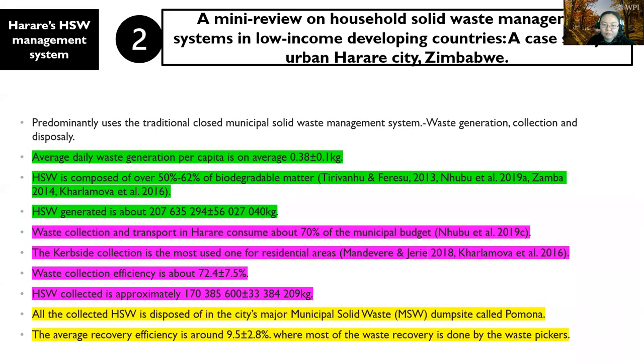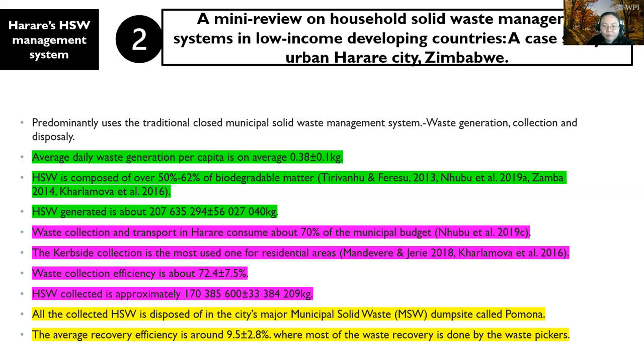So basically the city mainly uses the traditional closed waste management system, where it doesn't see much diversion of the waste from the landfills. So we basically have waste generation, waste collection, and waste disposal. They don't even have an engineered or sanitary landfill. They use a dump site. And the main one is called Pomona dump site. So that is where most of the household solid waste is dumped. The other one is mainly for industrial waste and all.